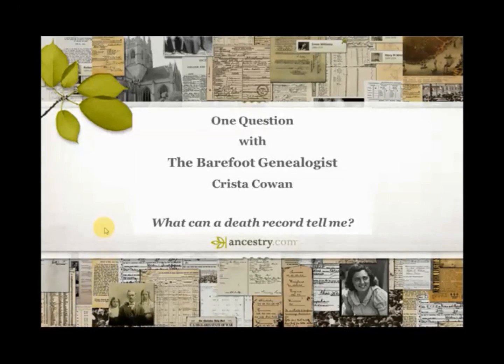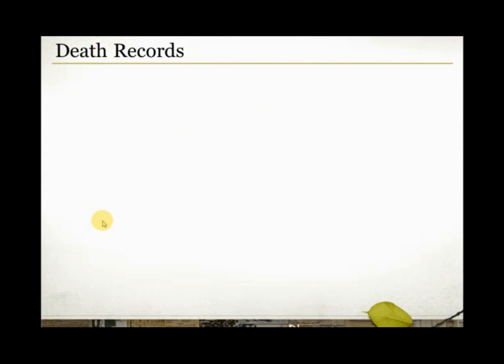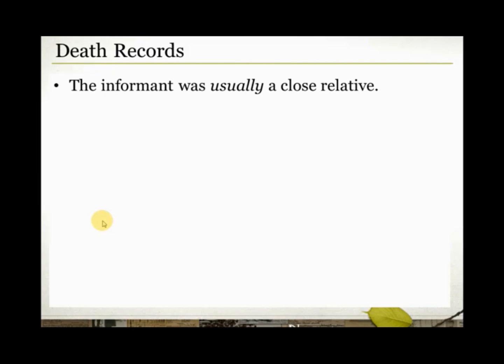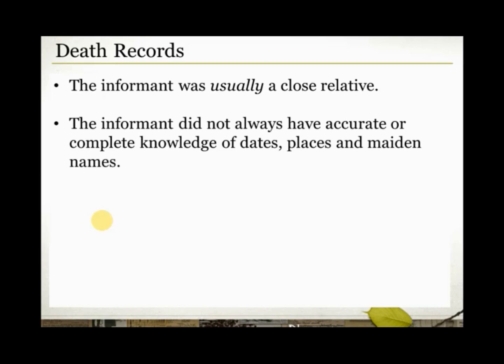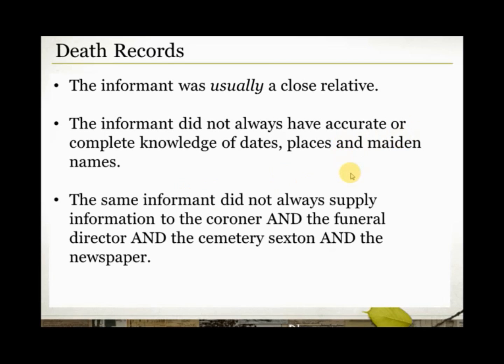So that's just a little bit of information about what you're going to find in a death record. Let me just provide you with a few final reminders about what we talked about. The informant on any death record was usually a close relative. The informant didn't always have accurate or complete knowledge of those dates and places and maiden names, so make sure that you collect as much information as possible to corroborate that information.